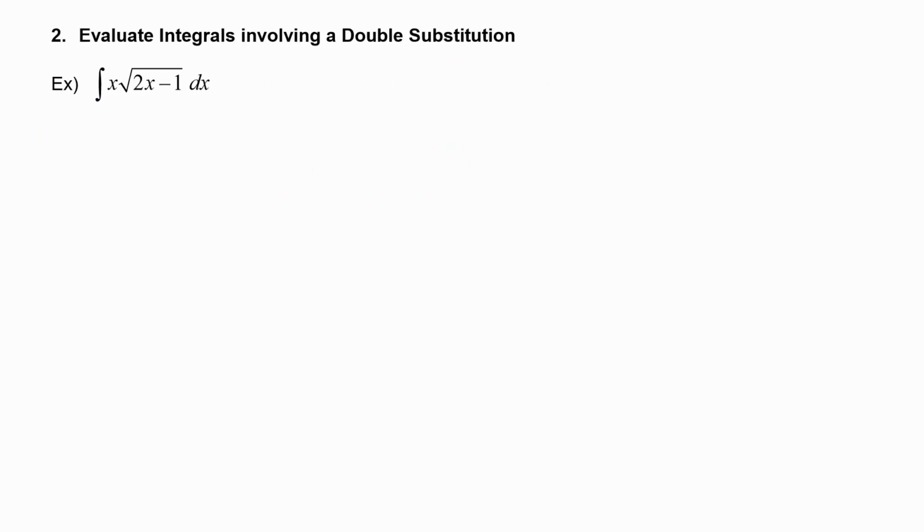Now you will learn to evaluate integrals involving a double substitution. In this example, we have the integral of x times the square root of the quantity 2x minus 1 dx. Now if we let u be the inside of this composite function, so that u is equal to 2x minus 1, then du is going to equal 2 dx.